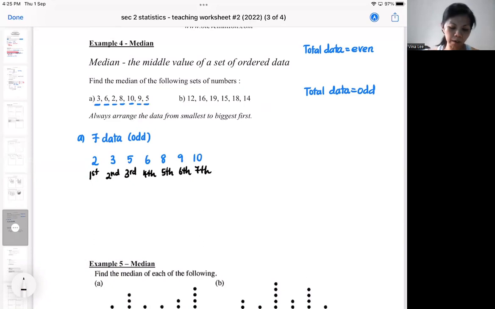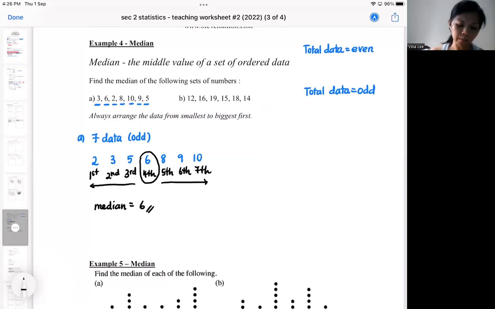So in this case, I think it's quite obvious. The one in the middle is here. The fourth one is the one right in the middle. So that means the median is 6. So you go to the fourth person, and that person has a value of 6. So 6 is the median. The feature of being in the middle means that there are 3 on the left and also 3 on the right. So there's this one odd person standing out in the middle.